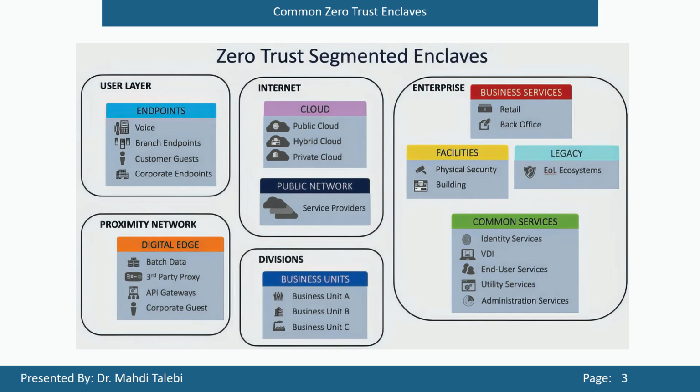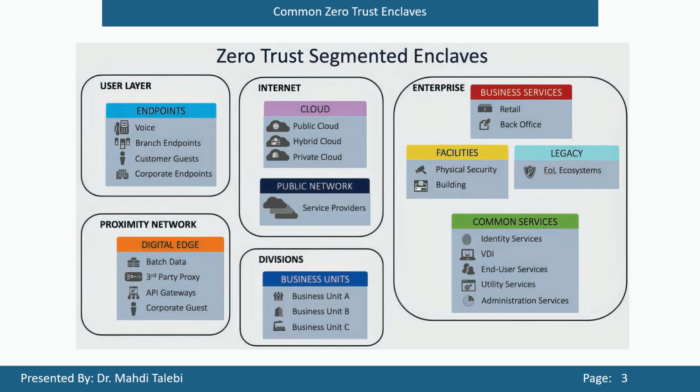2. Internet enclaves. These are mainly composed of different cloud deployments, public, hybrid, and private clouds, along with general internet-facing services provided by public networks. The delineation helps in applying distinct security controls based on the cloud environment and service provider characteristics.